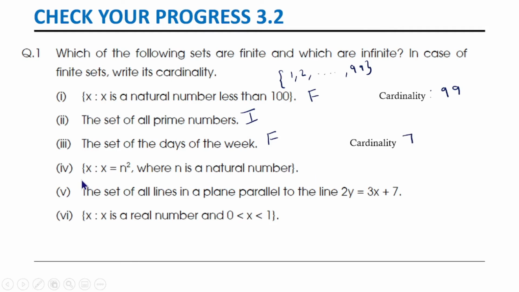Then set of all x such that x is equal to n square, where n is a natural number. So here n varies from 1 to infinity, so this set is infinite.